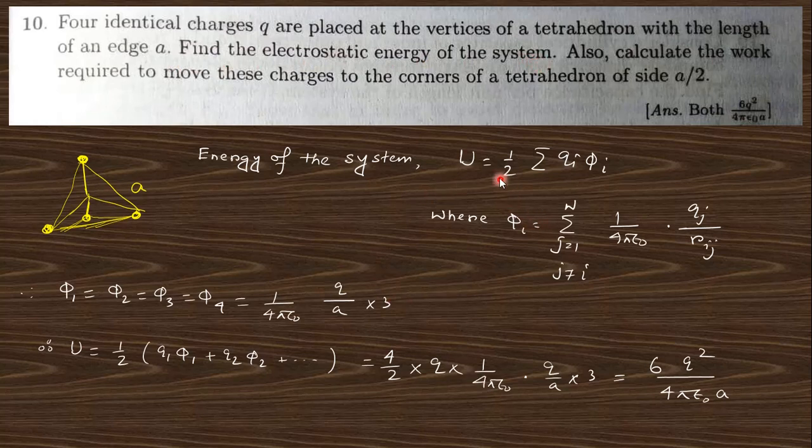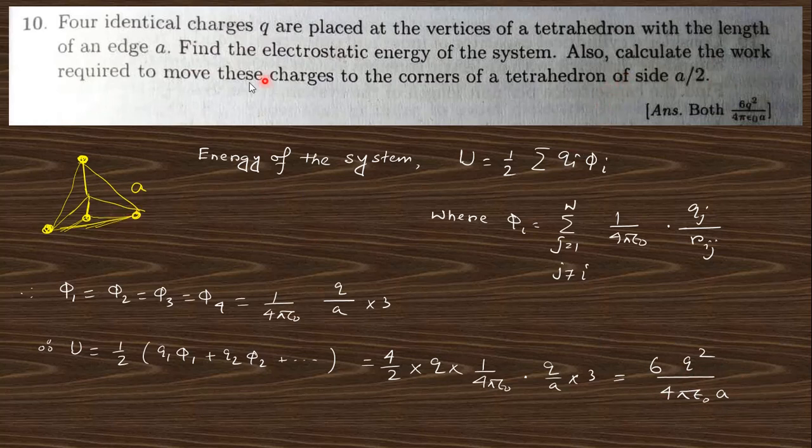The electrostatic energy of the system, from the first question, is half sum of Qi phi i, where phi is the potential. For these four, phi is the same: Q by 4 pi epsilon A into 3, because at each point there are 3 charges situated at a distance A, that's why we multiply by 3. So there are 4 terms, 4 by 2 Q into this potential. Finally you get 6 Q squared by 4 pi epsilon A. This is the energy of this system.